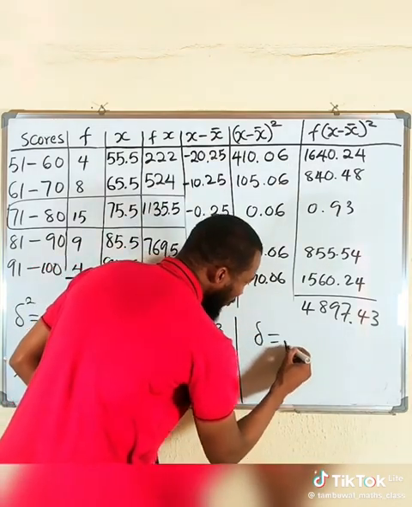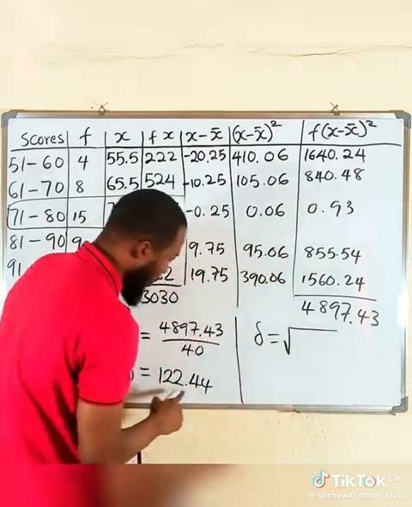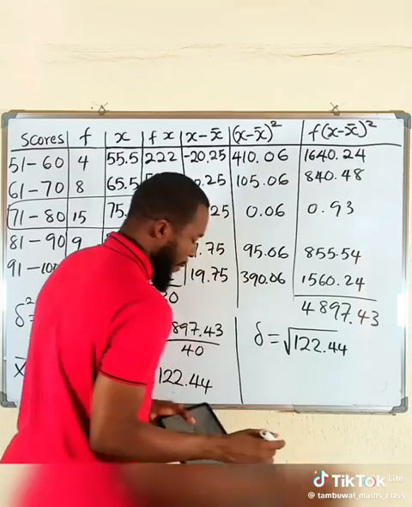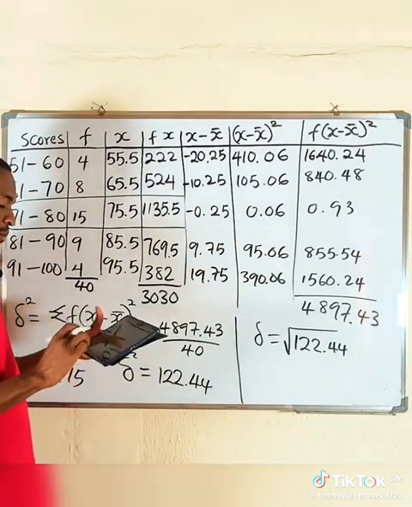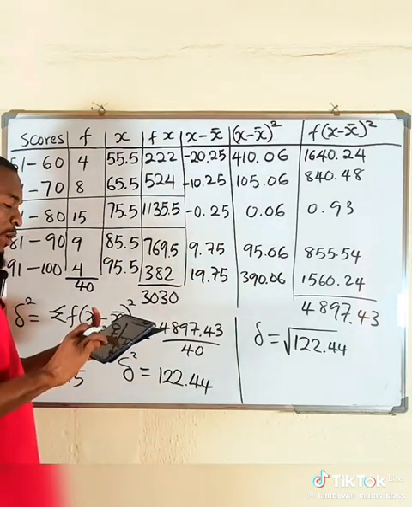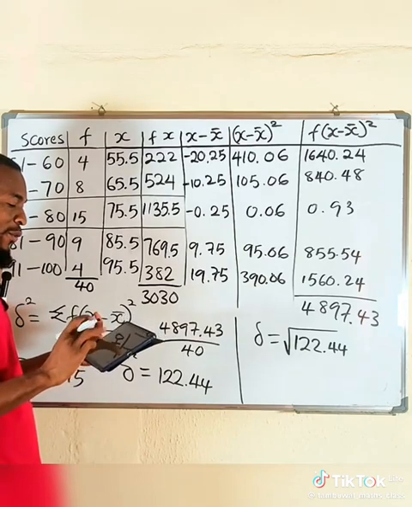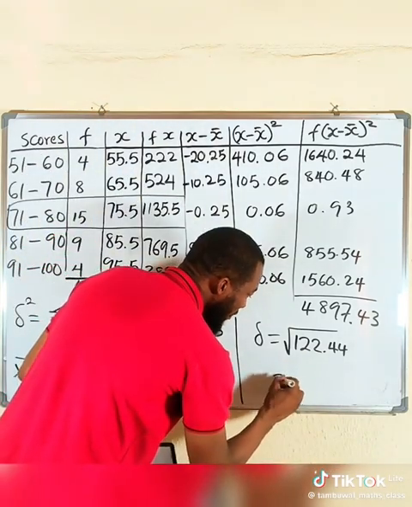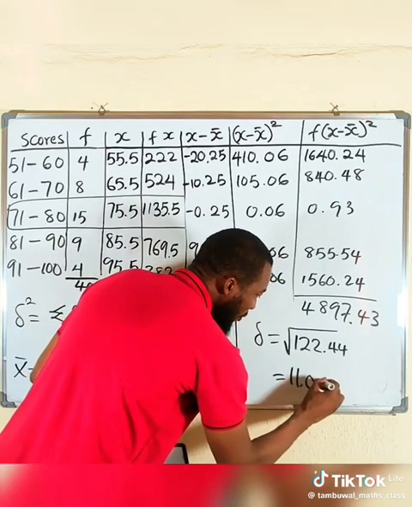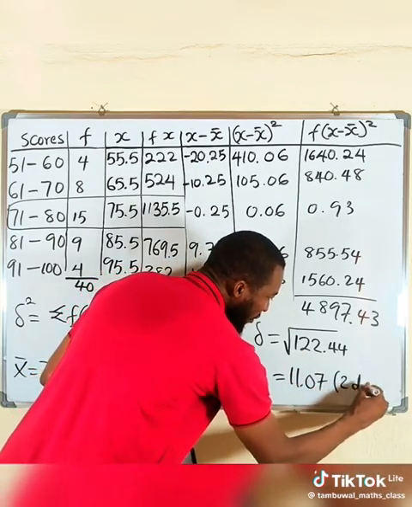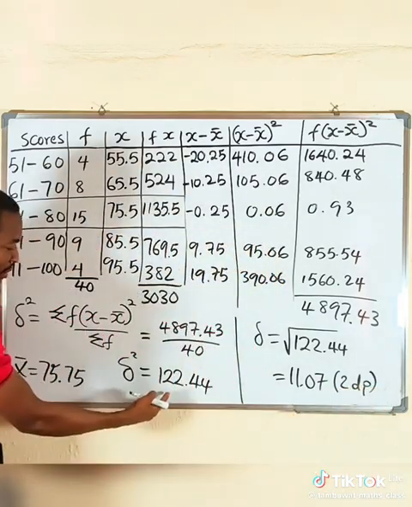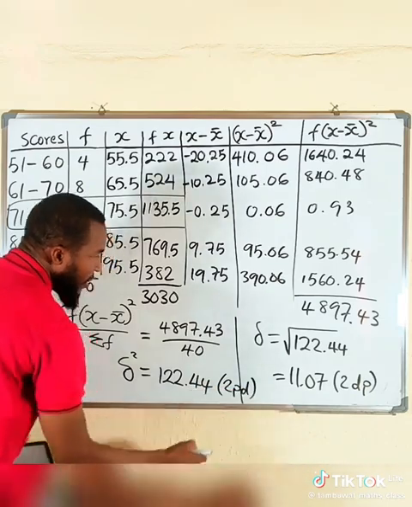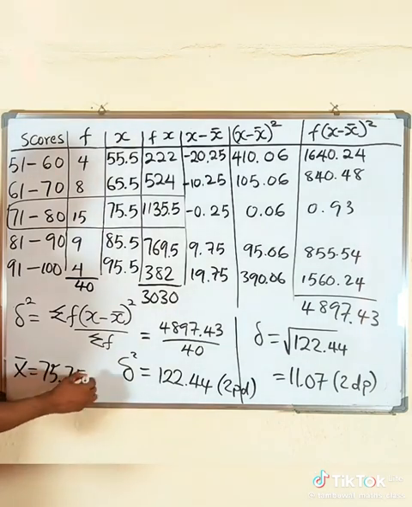So this is equal to the square root of what? The variance, which is 122.44. Let me compute it here. Square root of 122.44. This is 11.07 in 2 decimal places. Please, any number you have written, indicate the number of decimal places. Very important. 2dp. All of this, write them.